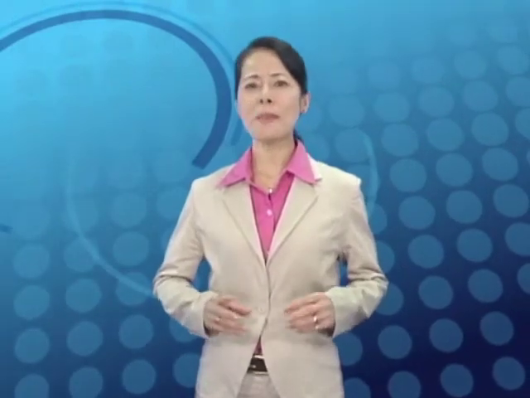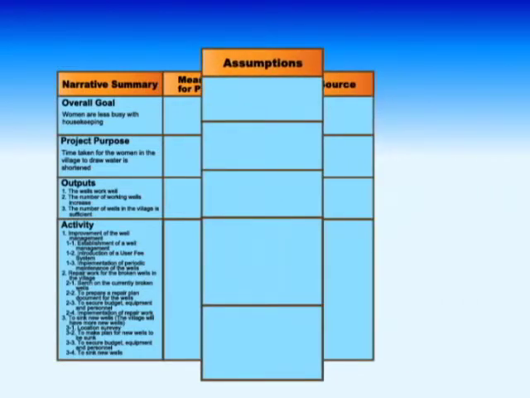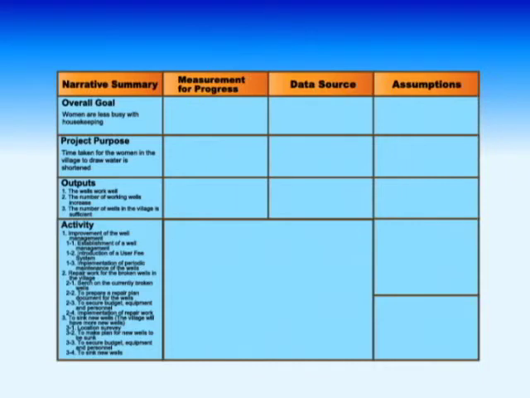After completing the PDM, an action plan with more detailed descriptions will be prepared. So, it is sufficient for the PDM to describe no further than sub-activities as given in the objective tree. After filling in the narrative summary, we are moving on to the assumptions on the far right.